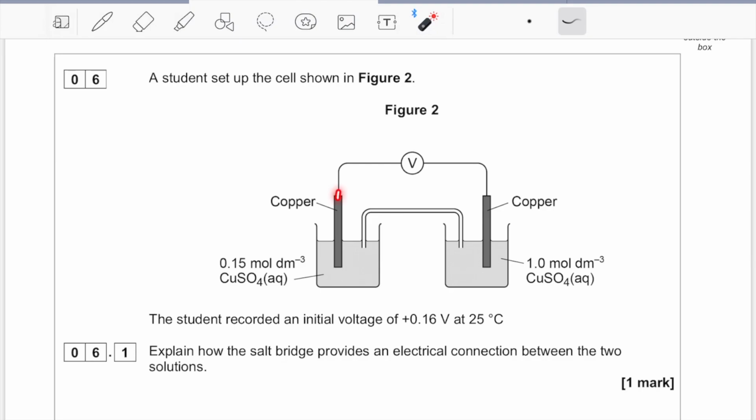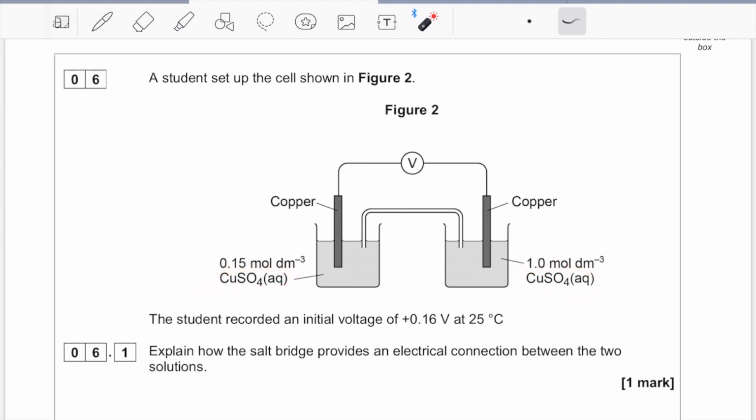And then the other part of the circuit features a voltmeter, which interestingly, compared to anything you would have done in physics, whether that's A-level or GCSE, the voltmeter is in series, whereas voltmeters are always in parallel whenever you've used them in physics. If we look at the half cells themselves, they feature the same metal, copper, and they feature the same solution, copper sulfate.